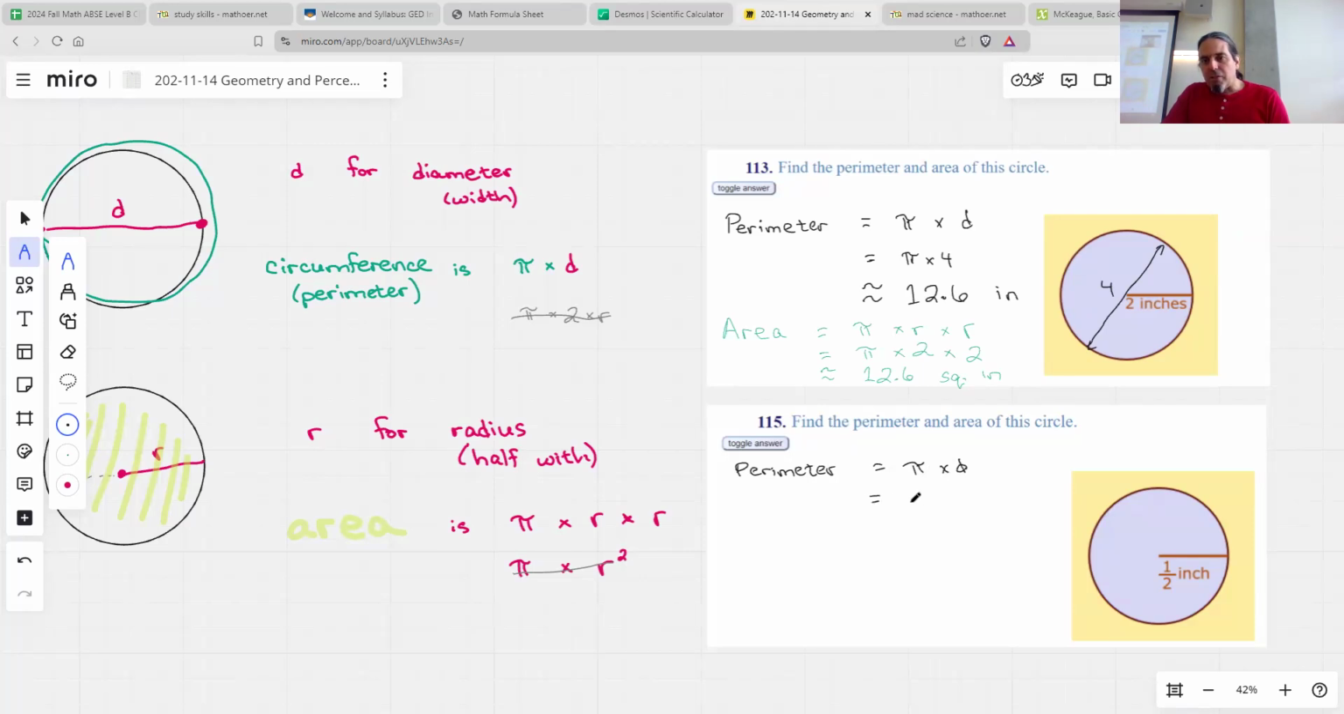Now my calculator isn't going to like the fraction of 1/2. When we need to, we can change that into a decimal. Okay, don't think too hard. If halfway across is a half, what's all the way across? A whole. So that's just going to be 1 pi times 1.